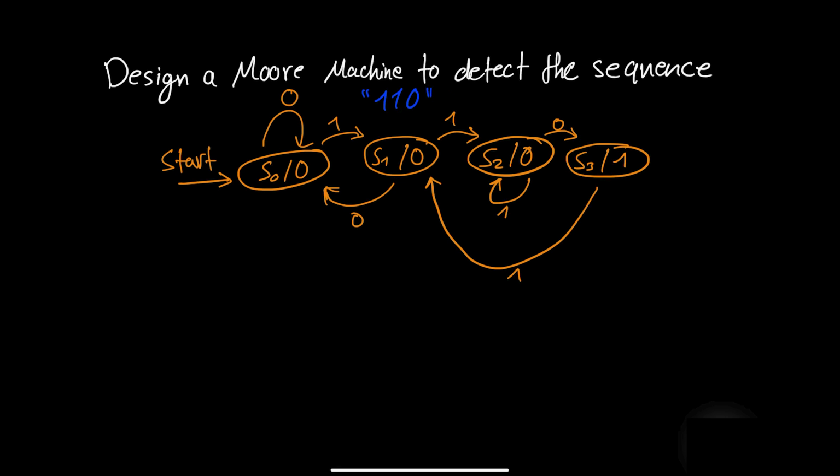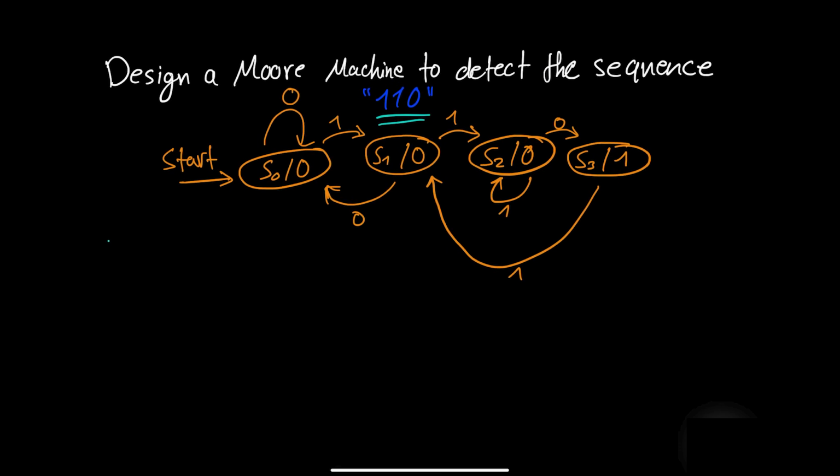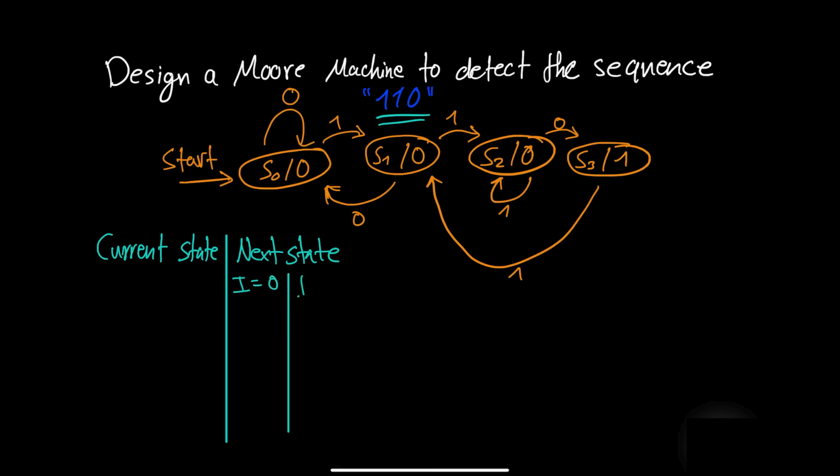In the last video, we made a transition diagram to detect the sequence 110. And now we will continue by making a state transition table for this Moore diagram. So what do you need in the table? You need the current state, the next state with the different inputs, input equal to 0 and input equal to 1. And you'll finally need the output.